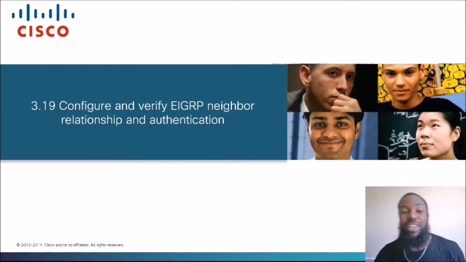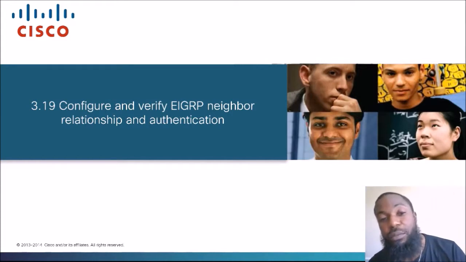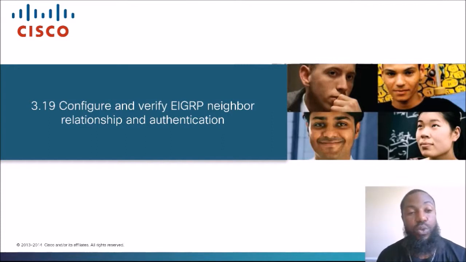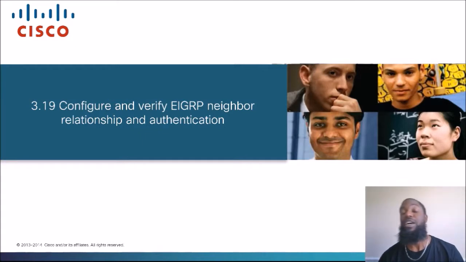And today's topic is configure and verify EIGRP neighbor relationship and authentication. This is section 3.19 of the CCNP ROUTE exam, code 300-101, version 2.0. Let's take a look at the exam blueprint and see where we came from and where we are headed.